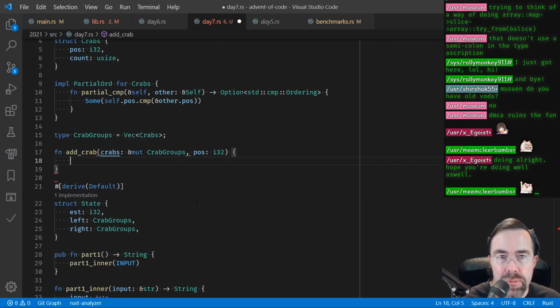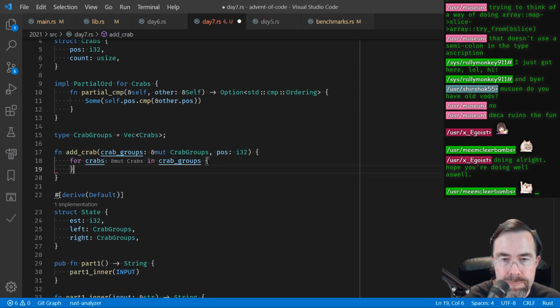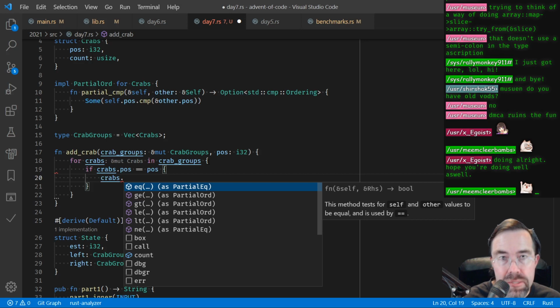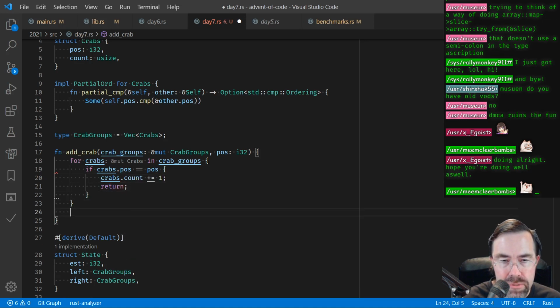And then it would be: for crabs in crab groups, if crabs dot position equals position, then crabs dot count plus equals 1 and return. Otherwise, do I need to? I don't need to sort after. Yeah, okay. I just need to add one at the end.